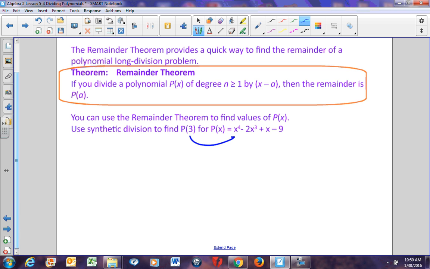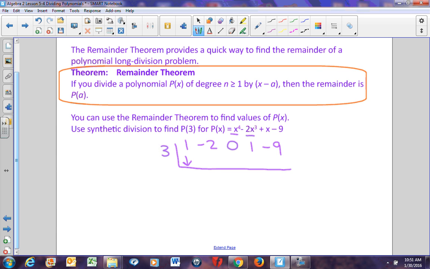Yes, I could plug the 3 into this entire problem and work it all out mathematically. But for some people, that might actually become a problem because if you get negative numbers, you tend to mess up some of the negative signs, especially with the exponents. So I can do the same thing here. I'm going to find p of 3 by dividing 3 into this equation. Is there a 2? No, there's no x squared term. So a 1, a negative 2, a 0 for x squared, a 1 for x, and a negative 9.